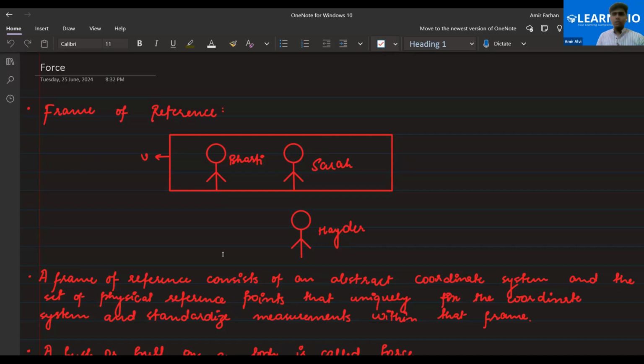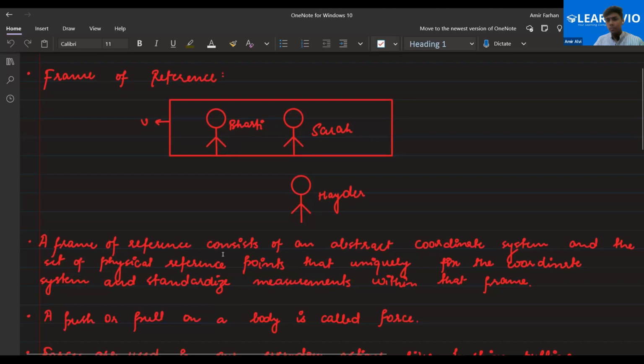Motion chapter. So in this class, we are going to discuss the force chapter. In this chapter, we'll be dealing with the force quantity. So now let's discuss. First of all, let's talk about the frame of reference.